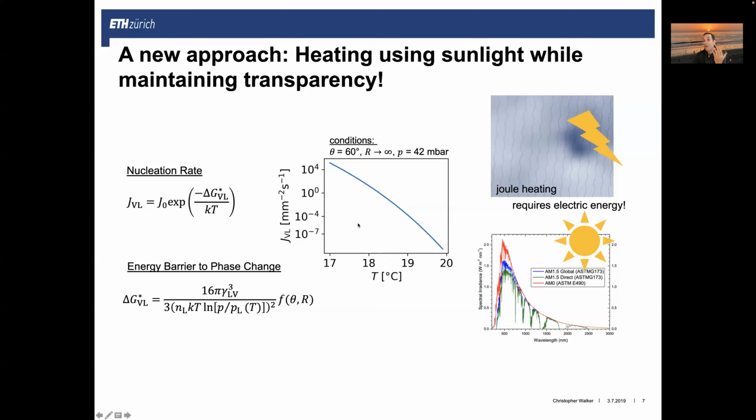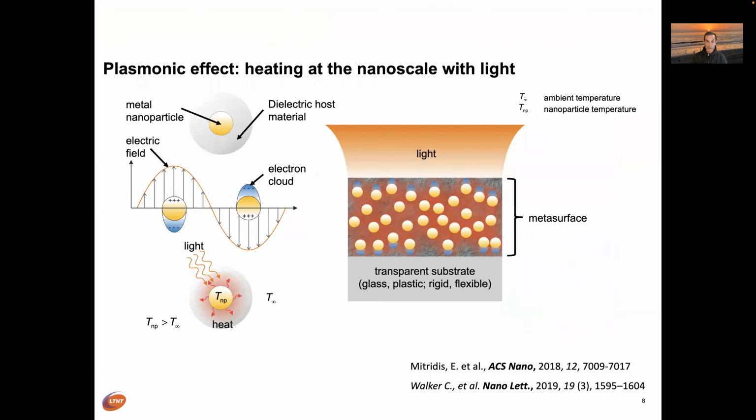So if we were able to utilize sunlight while maintaining, of course, transparency, because why don't we paint it black? So we'll effectively absorb all sunlight, but then we'll lose transparency. If we were able to maintain the transparency and utilize sunlight, then we could have hopefully some effect that ameliorates fogging due to condensation.